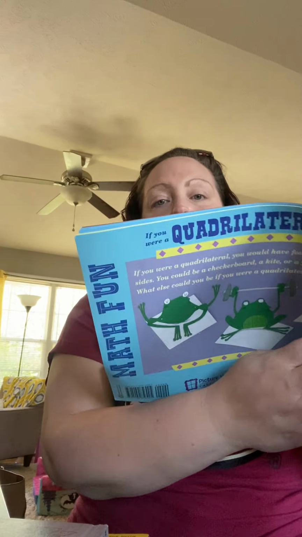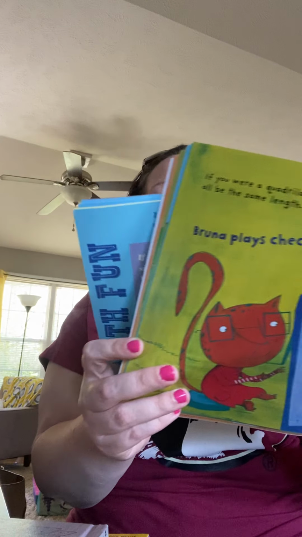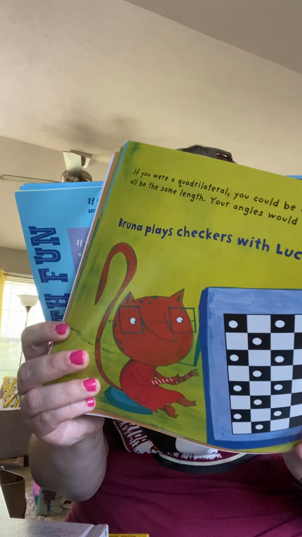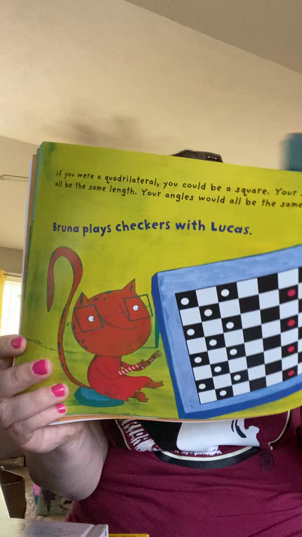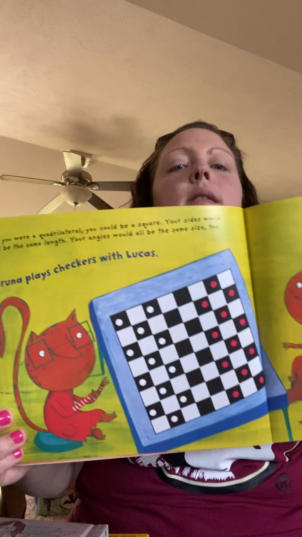If you were a quadrilateral, you could be a square. Your sides would be all the same length. Your angles would be all the same size too. Bruna plays checkers with Lucas. So a square has 4 congruent sides and 4 congruent angles. They're all equal. They place all their pieces on the black squares.